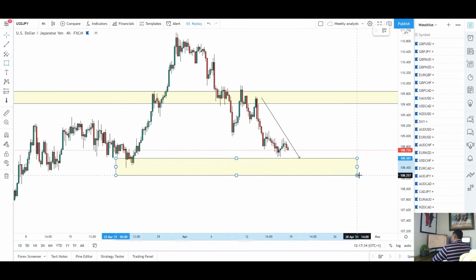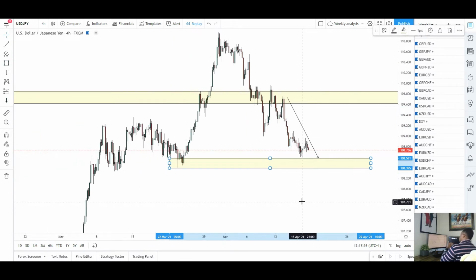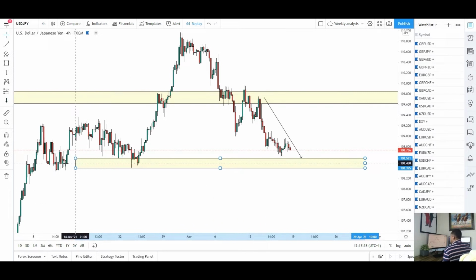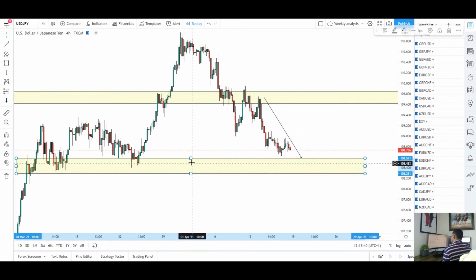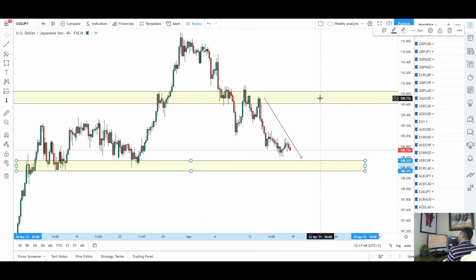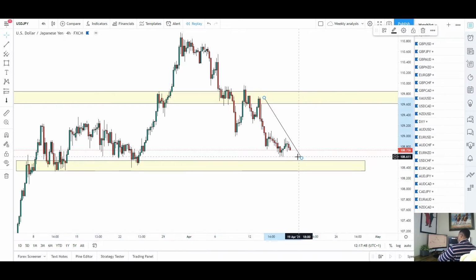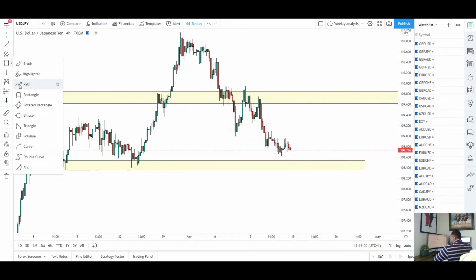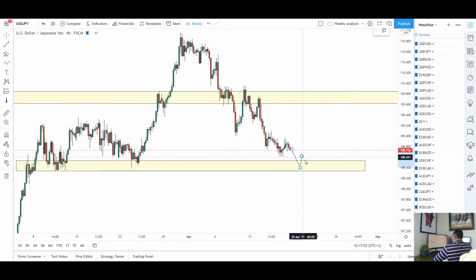Well, technically we haven't really reached that support yet. I would still say there's a bit more room to the downside for USD JPY to really tap into that support, but nonetheless we did see that move to the downside. So now two things could happen for USD JPY. Either we hold this area of support and we see a little bit of a range between that support and that resistance, or we actually break through that area and see a bigger move to the downside.